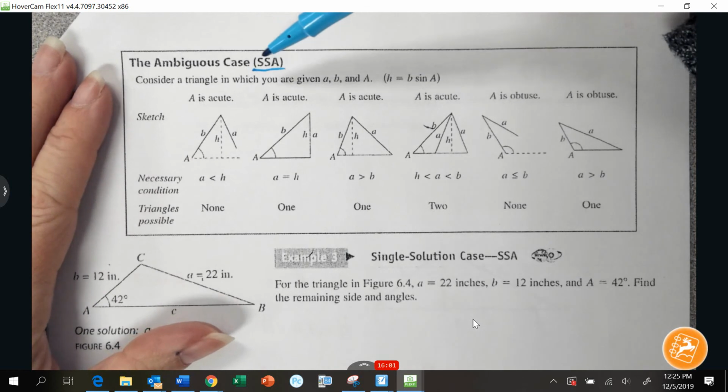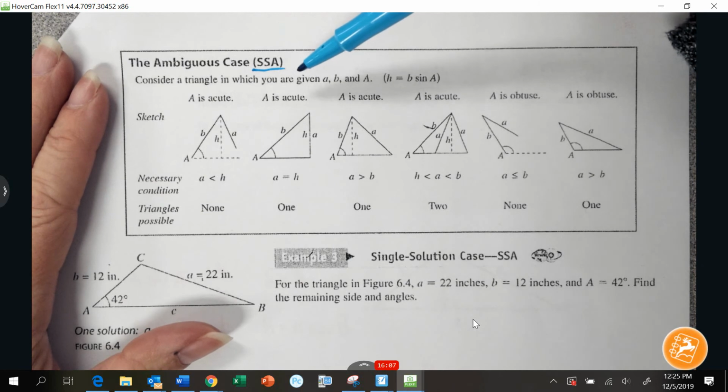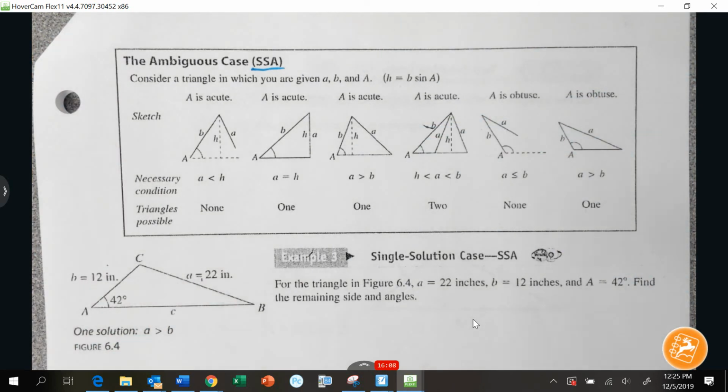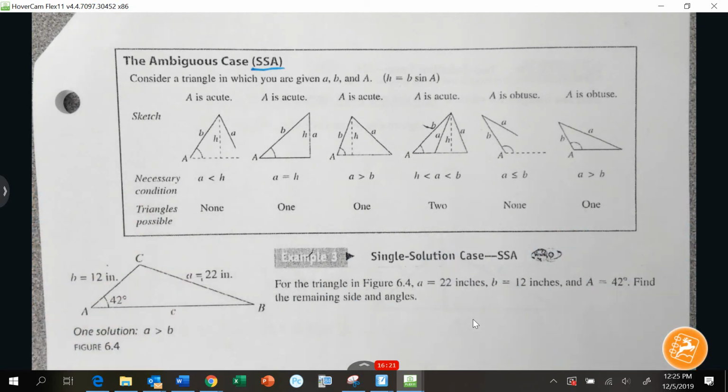So if you have SSA or ASS, if you have two sides and an angle that's not in between those two sides, you actually have to check some information to figure out what you're actually able to solve for. So there's different cases. And these are all the different cases, and it might seem a little confusing.